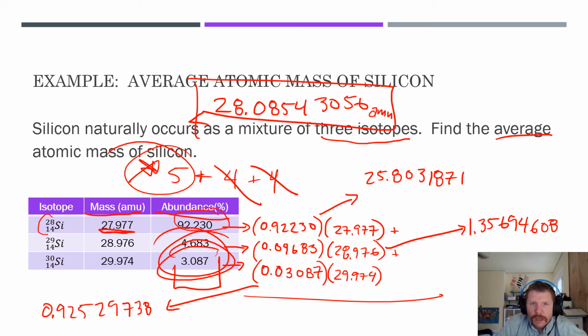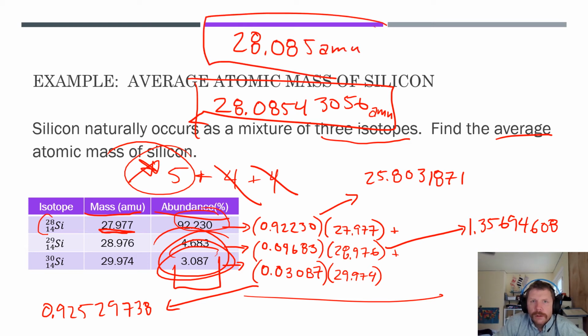So I'm going to say 28.085 AMU is our final answer for that. All right.